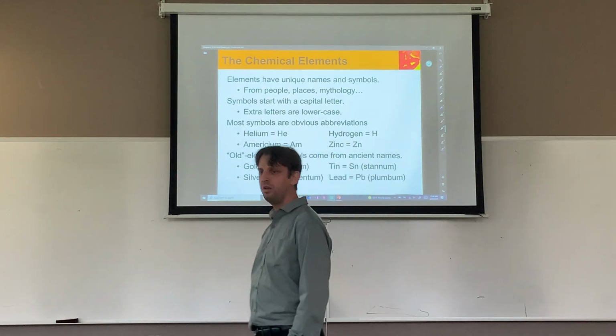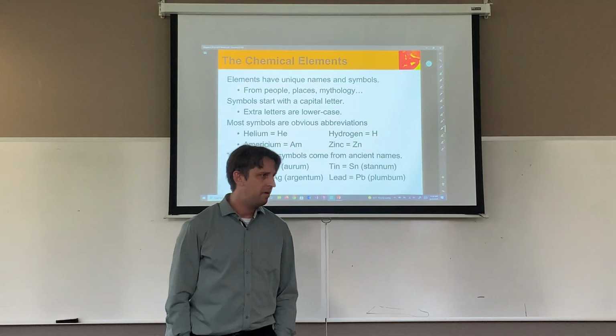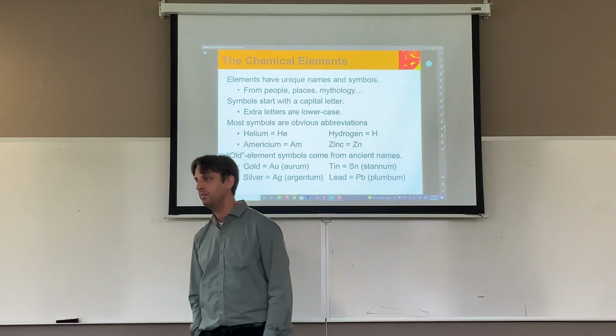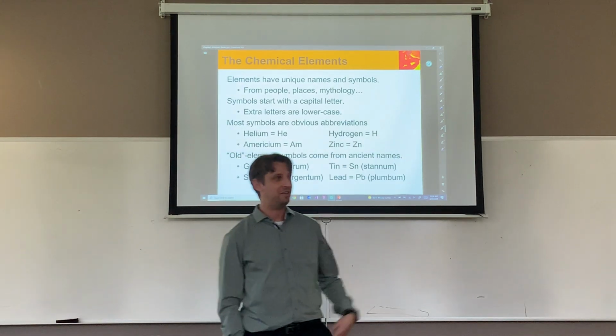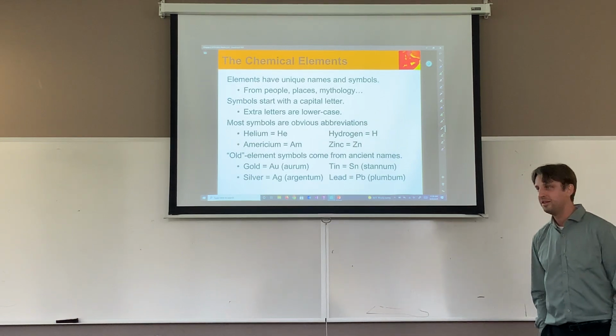Tungsten's always a weird one. Anyone know the element symbol for tungsten? Yeah, it's W. Where in the world does that come from? It's a German name for it. Do you know? Wolfram. There it is. So does that make any sense?